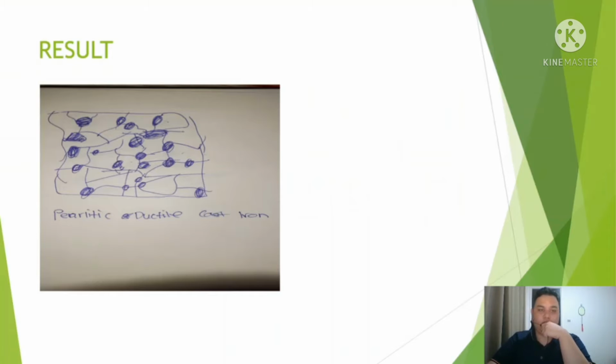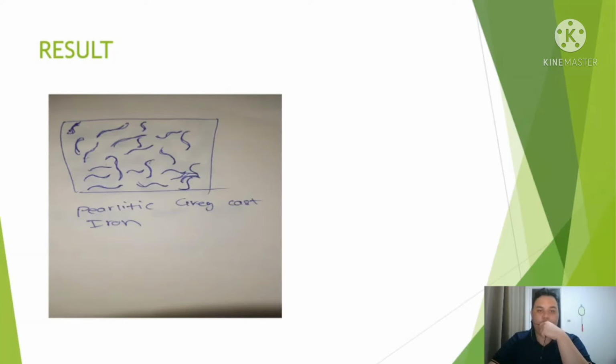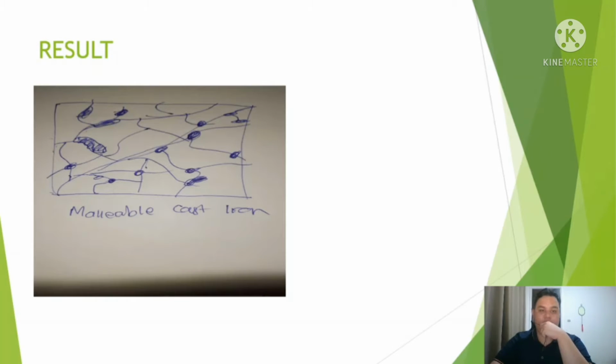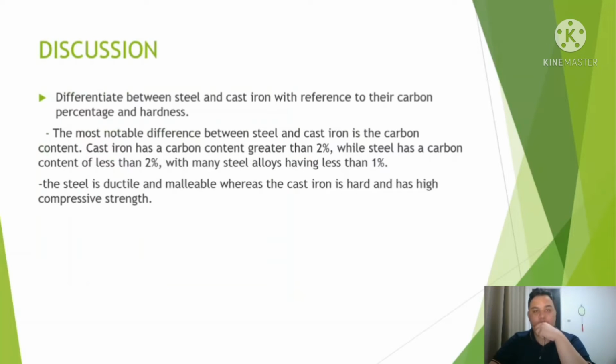Here is the result that I drew. This is the image for the ductile cast iron, and this is for the gray cast iron, and then this is for the white cast iron, and the last one is malleable cast iron. So we move to the discussion.